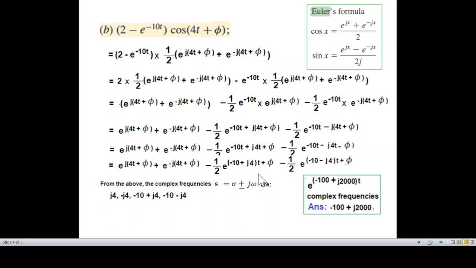So from here we can write the answer. In the first case it will be j4, then minus j4, then this term minus 10 plus j4, and similarly minus 10 minus j4. And the book answer is also similar except that it has written per second. So we should also write it per second.